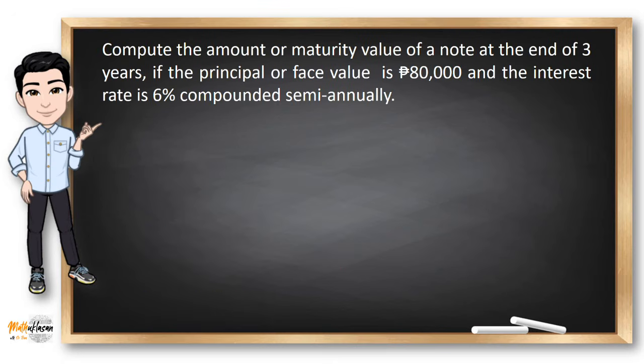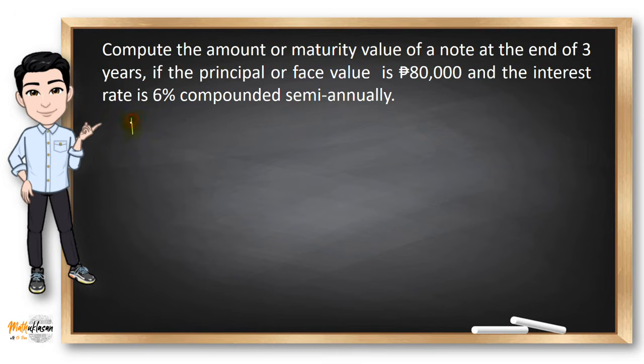Let's have this example. Compute the amount or maturity value of a note at the end of 3 years if the principal or face value is 80,000 pesos and the interest rate is 6% compounded semi-annually. So a bank note is a negotiable promissory note which one party can use to pay another party a specific amount of money. A bank note is payable to the bearer on demand, and the amount payable is apparent on the face value of the note. So the maturity value here is like the final amount in a compounded interest.